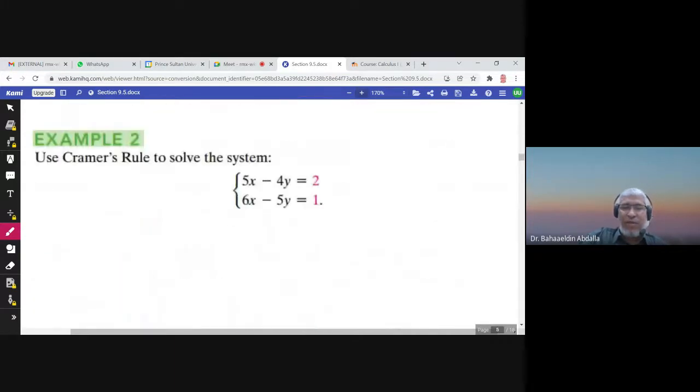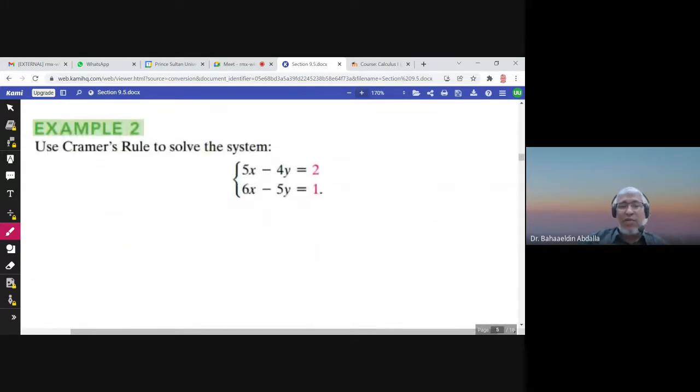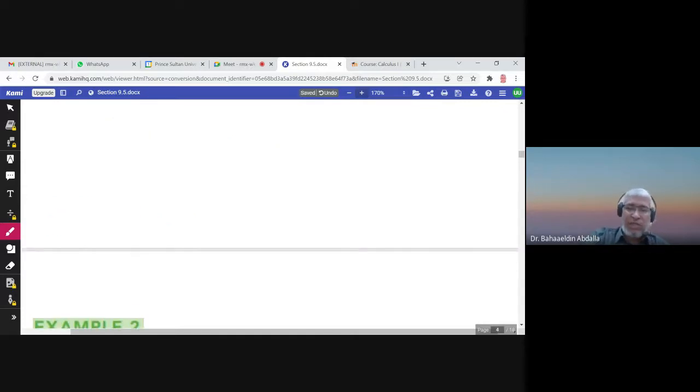So for example here, use Cramer's rule to solve the system. So immediately I can find the determinant D, which is 5, 6, coefficients of x and coefficients of y. 5 times negative 5 is negative 25 minus negative 4 times 6 is negative 24. Negative 25 plus 24 is negative 1. So D here is negative 1.